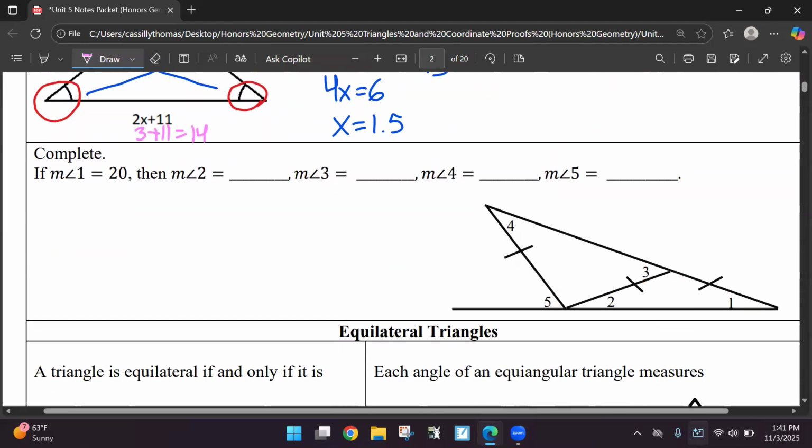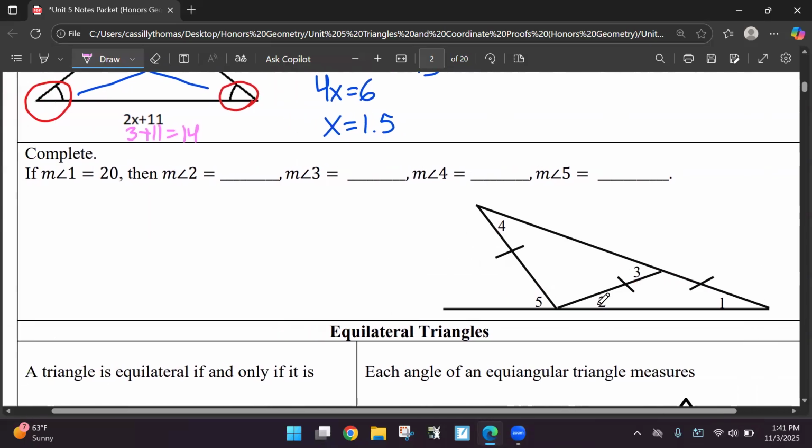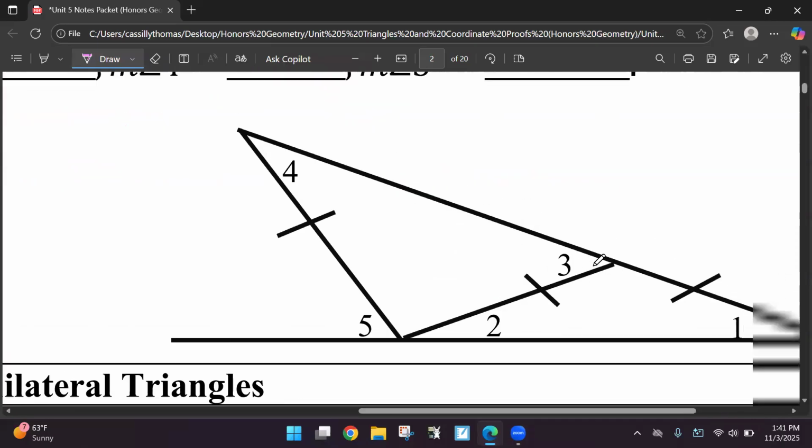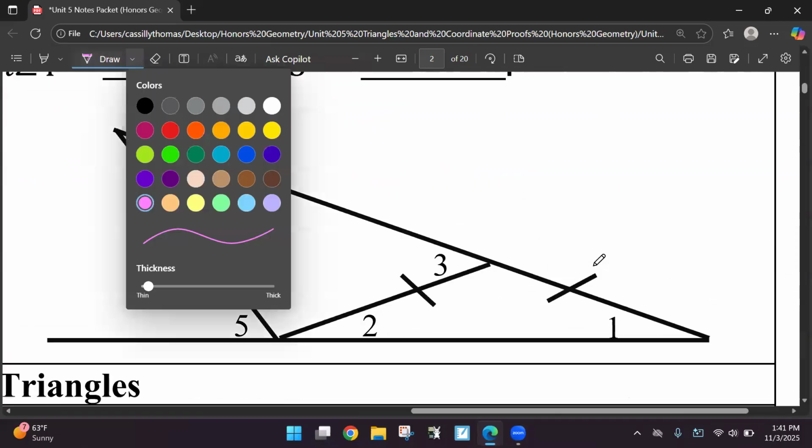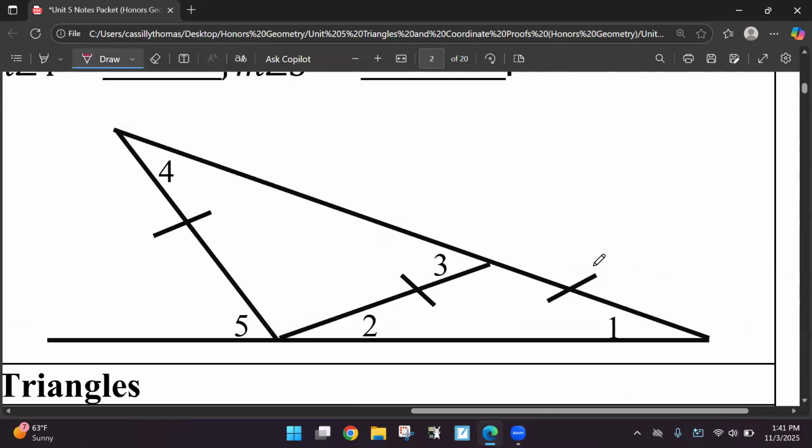All right, on to the next one. Complete if angle 1 is 20. All we know is that angle 1 is 20 degrees. So here's what I'm gonna do. I'm just gonna put a 20 degree right here.